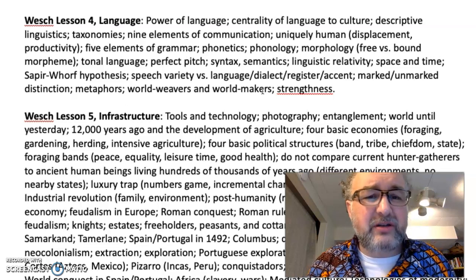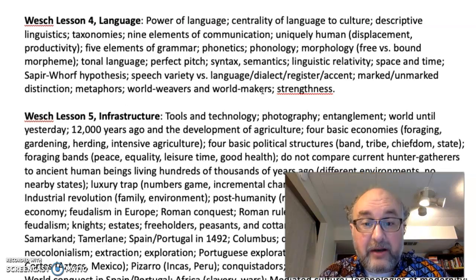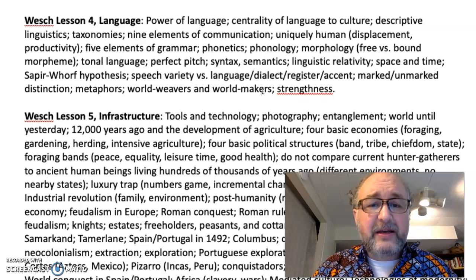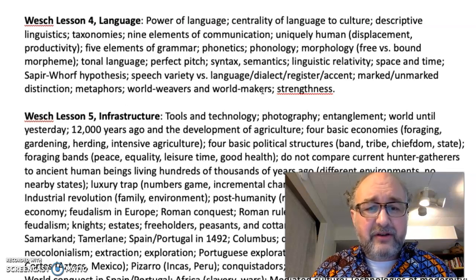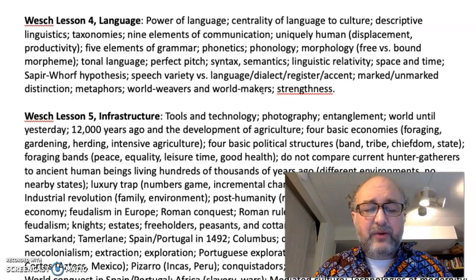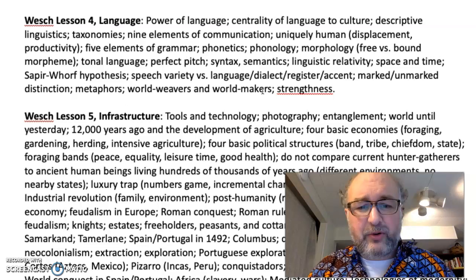We have 9 elements of communication, but 2 of these are uniquely human. And this is important, that displacement and productivity are uniquely human elements of communication. So displacement is we're talking about things. We use language to talk about events that are displaced from us in time or in space.